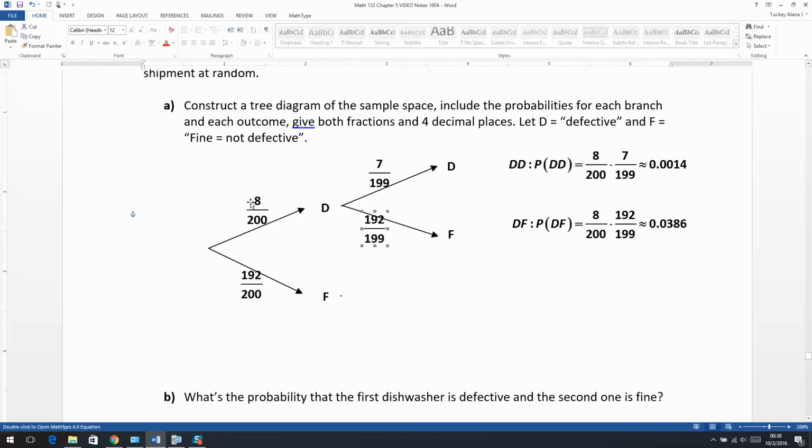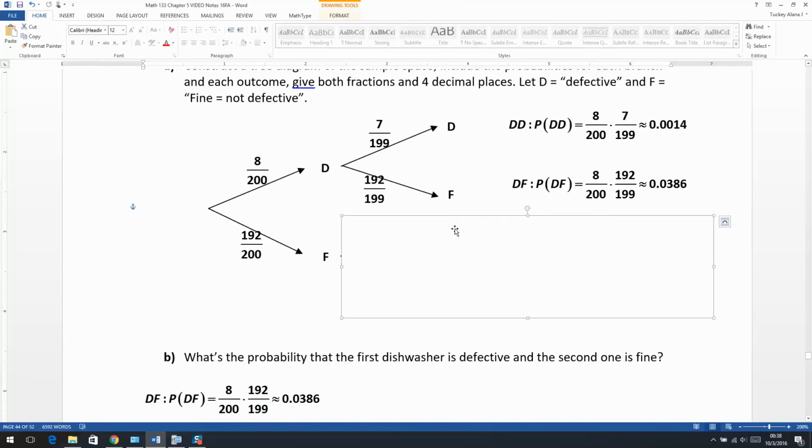By the same token, defective-defective would be: I have an 8 out of 200 chance of pulling the first defective. Then once I'm after that first branch, I'm on the second branch. There's only 199 left. And out of those 199, 7 are defective. So that gives me a probability of defective-defective of 8 out of 200 times 7 out of 199, which is about 0.0014. Again, you multiply the numerators and then multiply the denominators and divide.